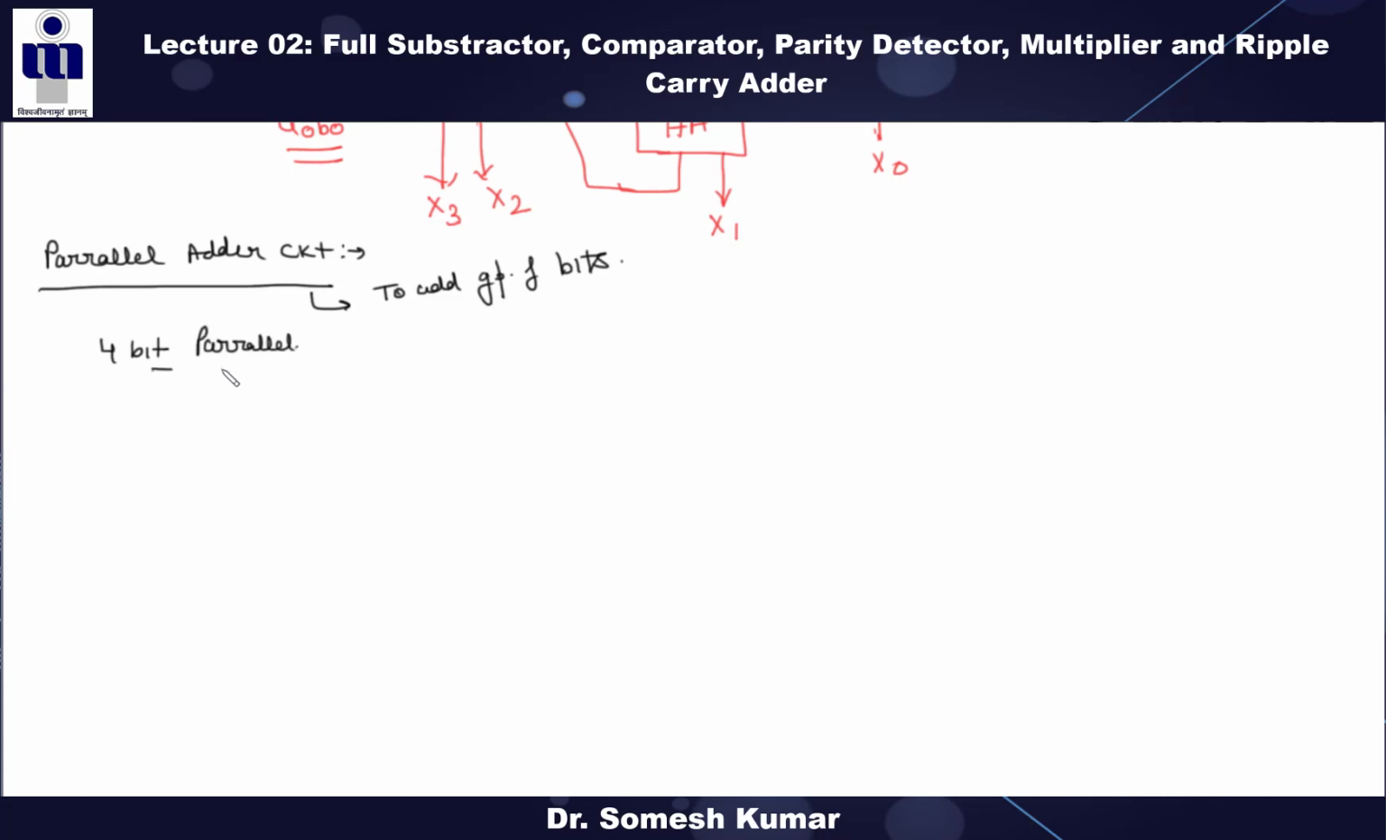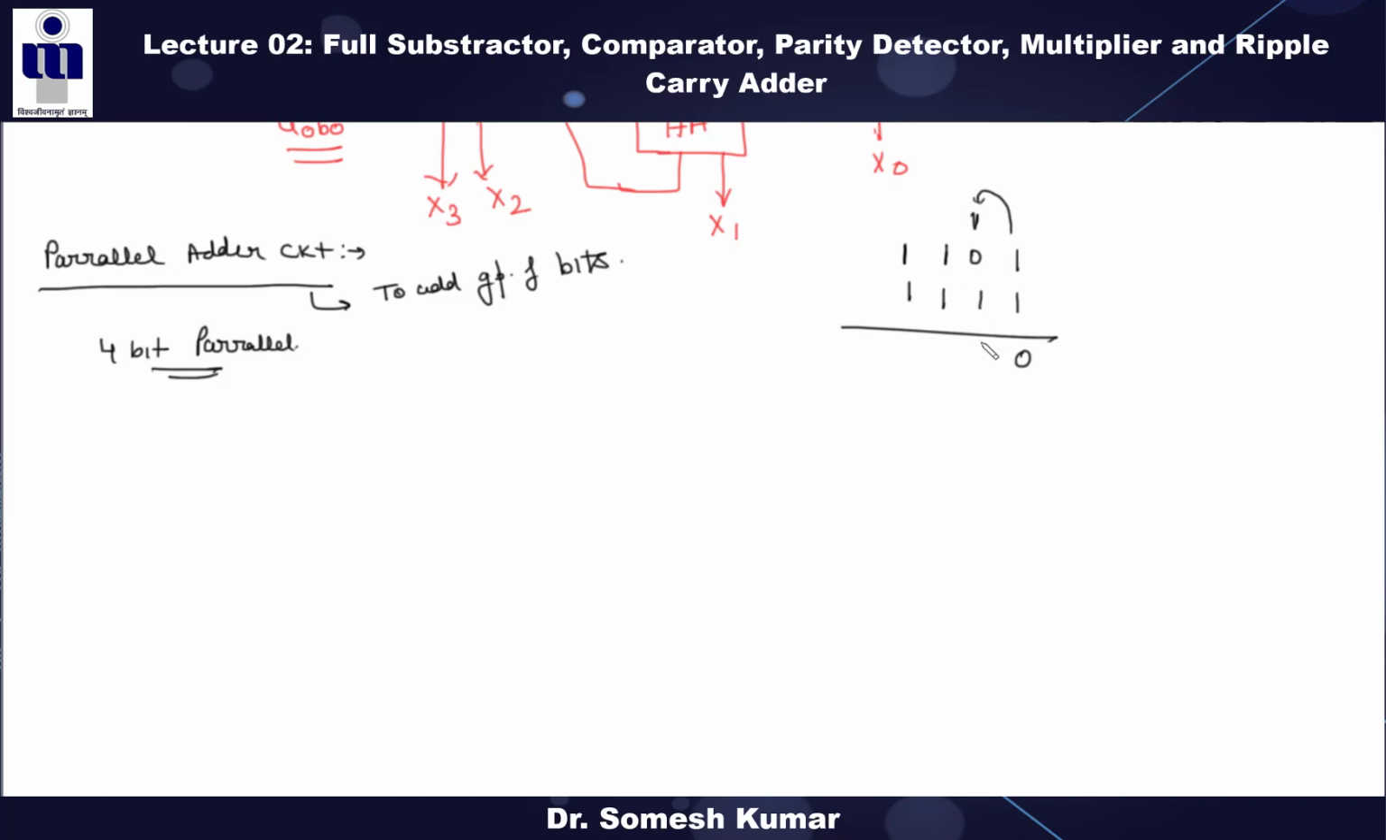So 4-bit parallel adder, right? Here I am giving you one example. Suppose this is 1101 and it is added to this. Both are 4-bit numbers. A is 4-bit, B is 4-bit. Now how to add? 1 plus 1 is 0 and the carry is there. 1 is this carry, right?